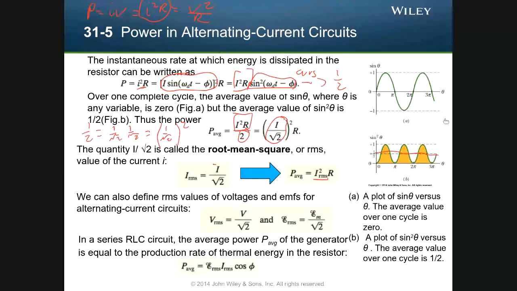Okay, so when we look here, we can add to our collection of RMS quantities. We can define an RMS voltage and RMS electromotive force in the same way as we define our RMS current, and they will also be very useful here. And in an RLC series circuit, the average power of the generator is equal to the production rate of thermal energy in the resistor. So we can say that the average power is equal to epsilon RMS times I RMS, so we're getting back to this version of it, times cosine phi, where cosine phi is something called the power factor. Okay?